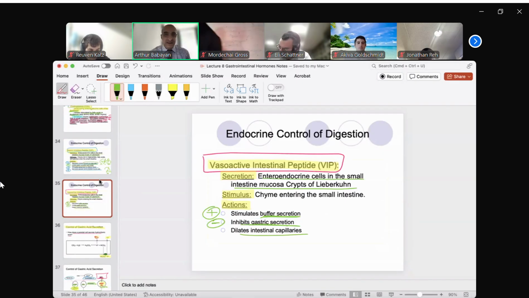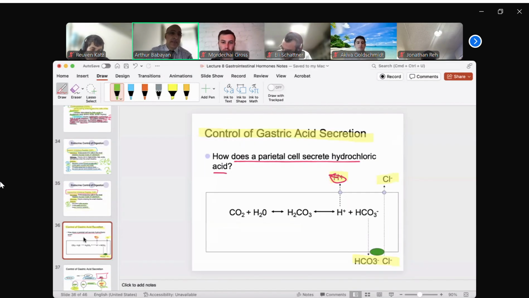VIP, not very important person. That is the vasoactive intestinal peptide, secreted by endocrine cells also in the same crypts, and stimulated by chyme entering the small intestine. Also, that will be buffering for secretion and inhibit gastric secretion.